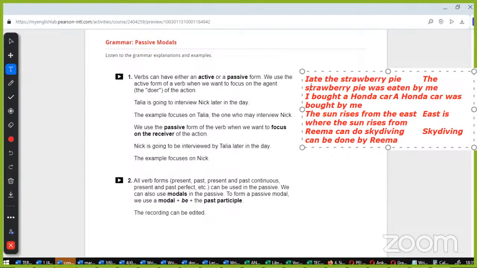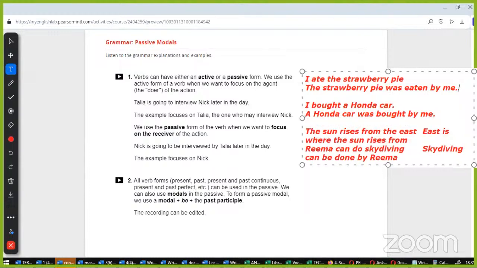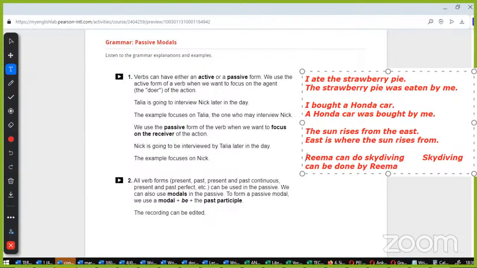I ate the strawberry pie. The strawberry pie was eaten by me. I bought a Honda car. A Honda car was bought by me. The sun rises from the east. East is where the sun rises from. Rema can do skydiving. Skydiving can be done by Rema.